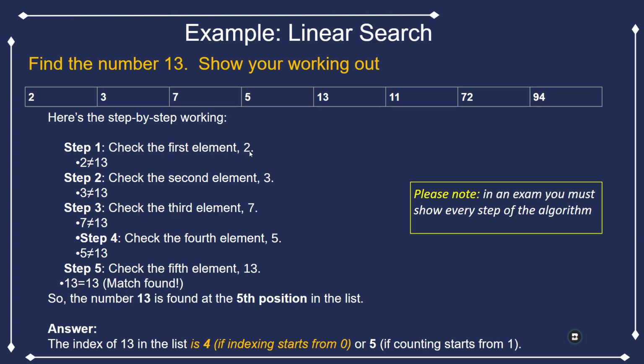Now here is the catch. Fifth position means we are counting 1, 2, 3, 4, 5. So it's the fifth position, right? Sometimes the questions might ask you to give the index position, and they might ask you to start counting the index position from 0. Like in Python, in a list, the index always starts from 0. So make sure you read the question carefully and check whether they're asking you to count from 0 or 1. So here the number you're looking for is in the fifth position.